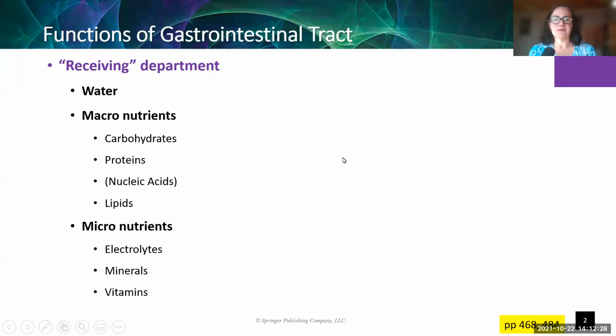As always, at the very beginning of the chapter, I'd like to super simplify the system that we're interested in. And let's talk about the function of the gastrointestinal tract. I will sometimes refer to this as the GI tract.